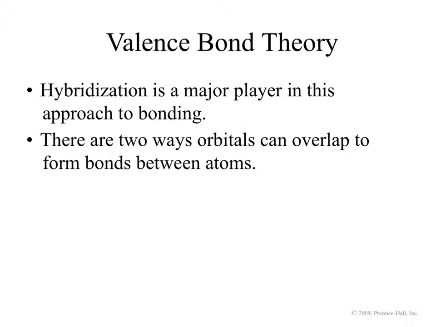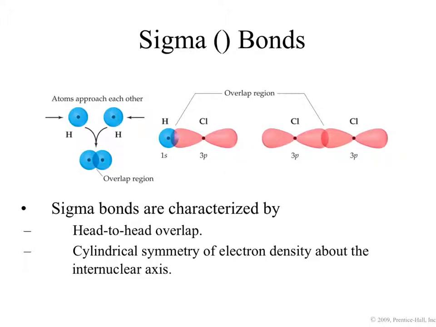There are 2 ways orbitals can overlap to form bonds between atoms. They can just overlap. We looked at this slide earlier. Hydrogen had an s orbital, chlorine had a p. They overlap, and they each bring 1 to the table. If we were to draw this in a Lewis structure, you'd see hydrogen here, chlorine would be here, and they're sharing these electrons as they overlap.